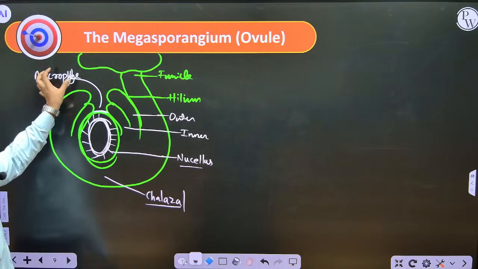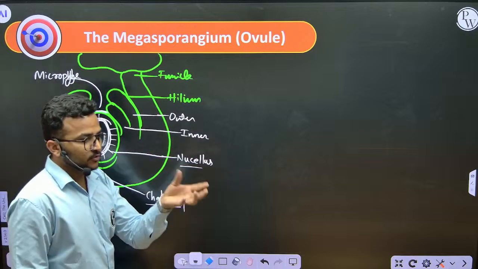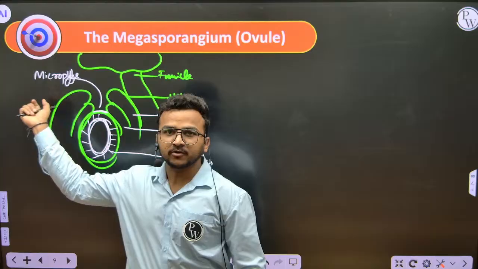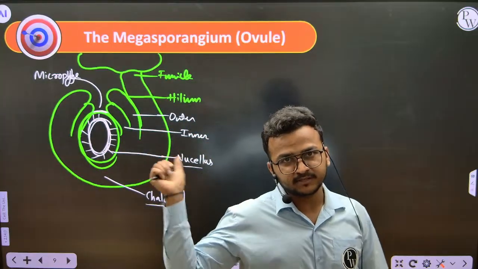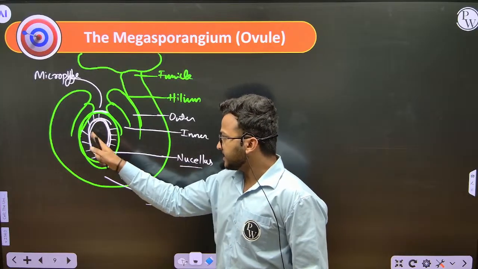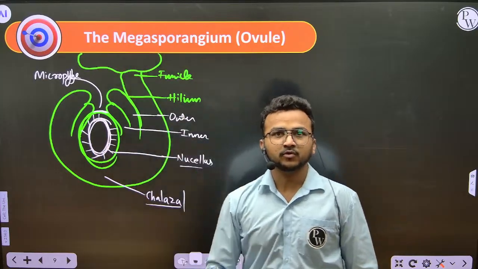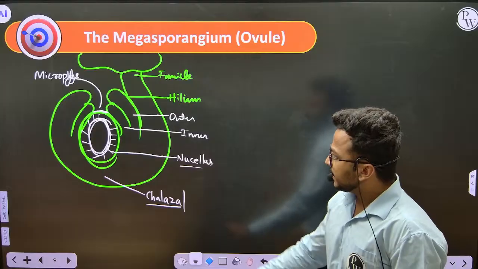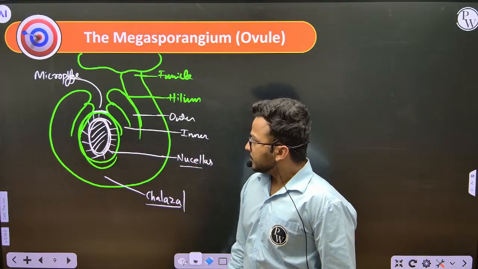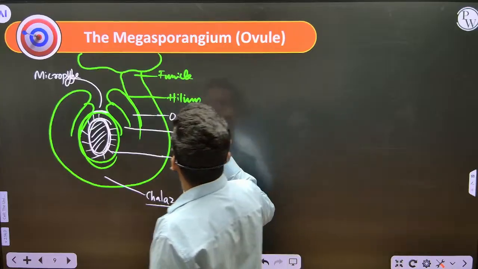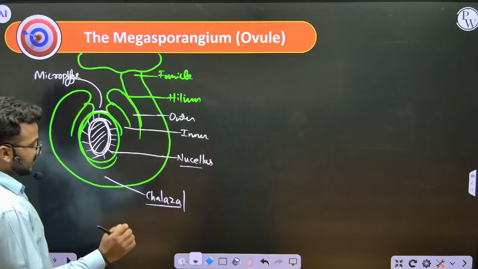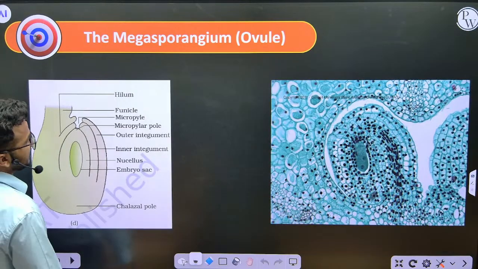This micropyle remains after fruit formation or seed formation, so in the seed you will see the micropyle there. It is the same thing. Here the formation of megaspore, everything, we will see in this place. Next we are going to discuss megaspore formation, which you will see in the megasporangium.